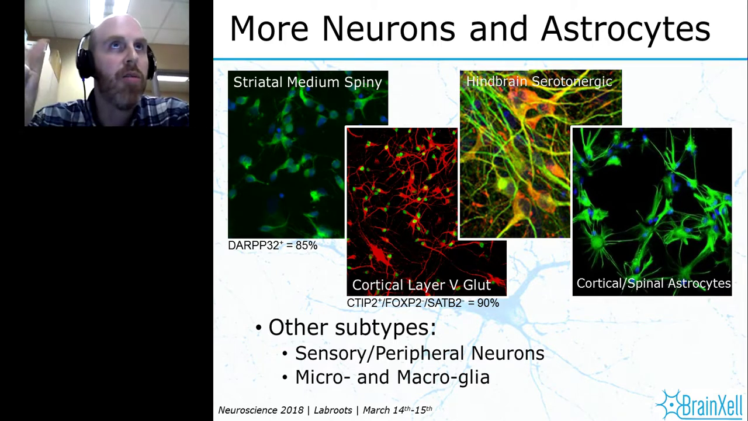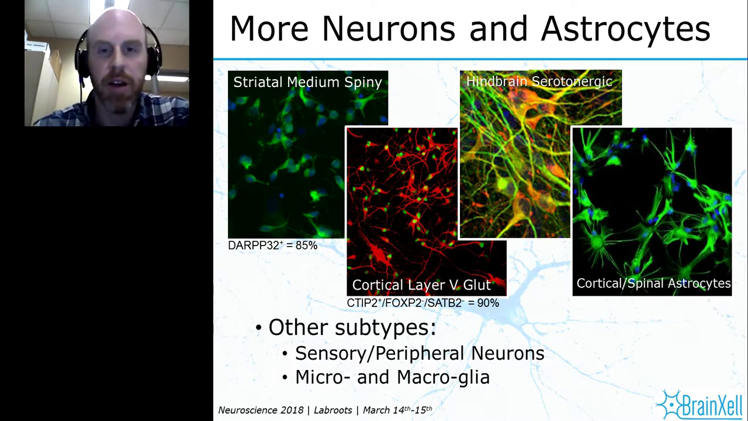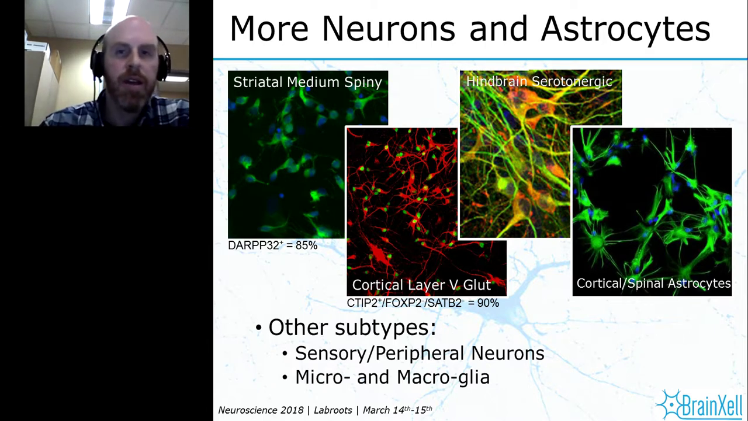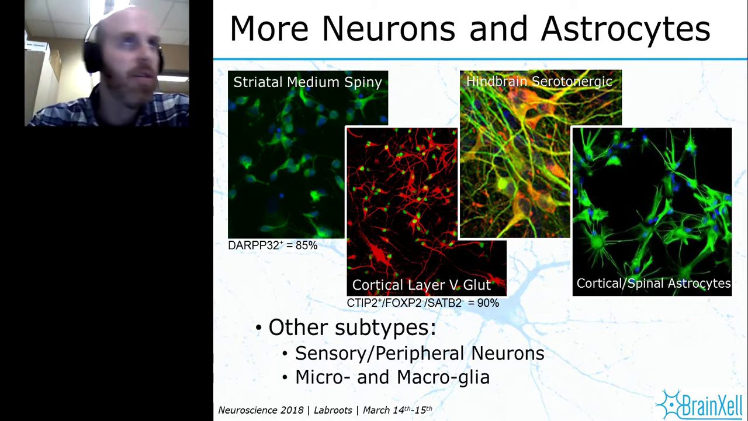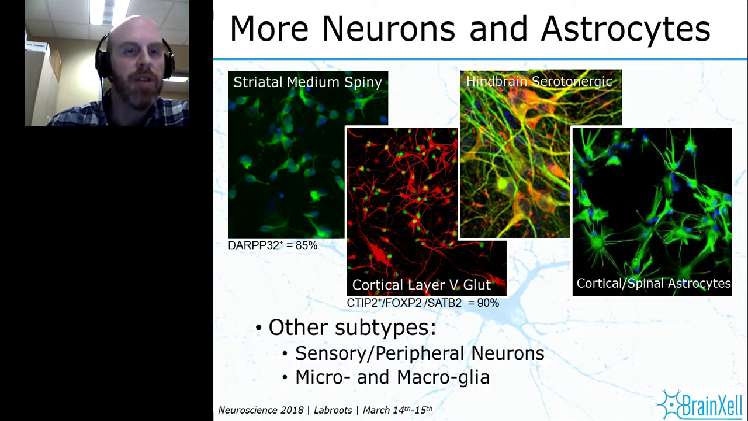So other groups produce sensory and peripheral neurons, and we and others are also working to produce microglia and other types of macroglia. So again, in theory, any neuron-specific type in the brain can be made. These are some examples of types that we've worked on in the past.